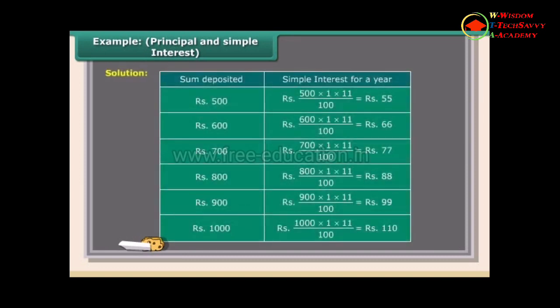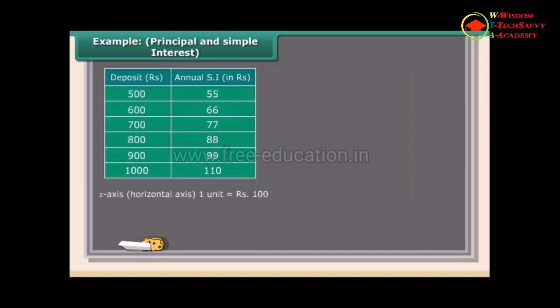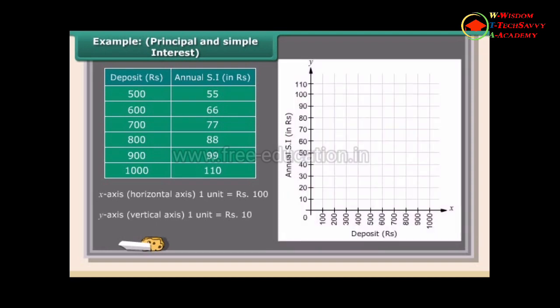Solution. A. Mark the deposit in rupees on the x-axis, the horizontal axis, with 1 unit equal to rupees 100. B. Mark annual simple interest in rupees on the y-axis, the vertical axis, with 1 unit equal to rupees 10. C. Plot the points (500, 55), (600, 66), (700, 77), (800, 88), (900, 99), (1000, 110). D. Join the points.